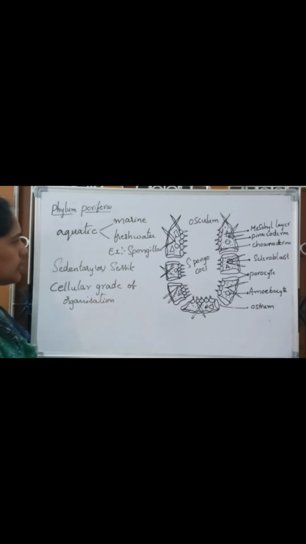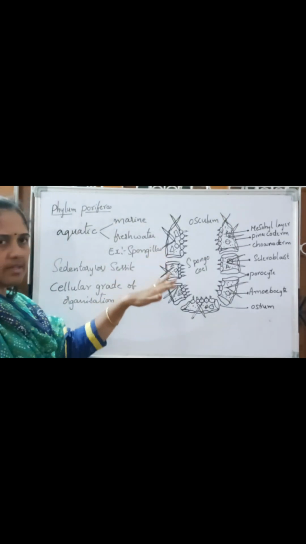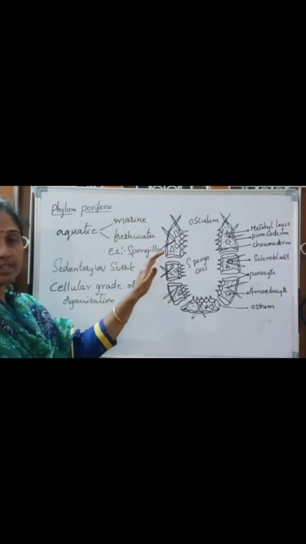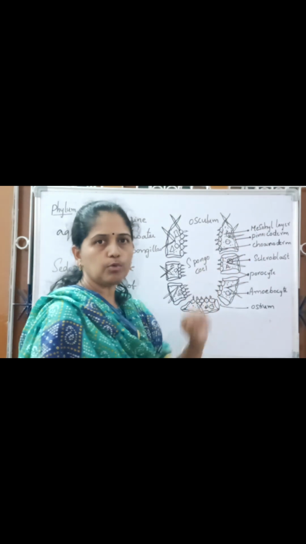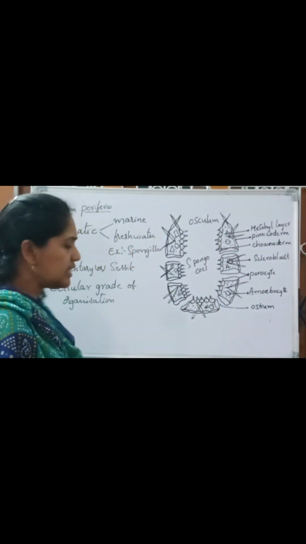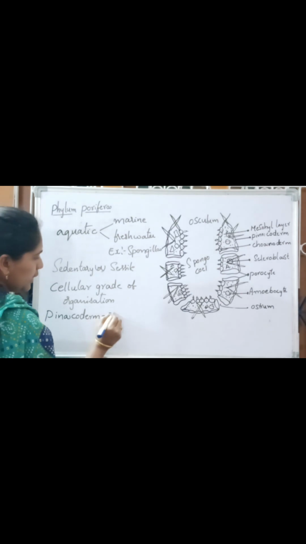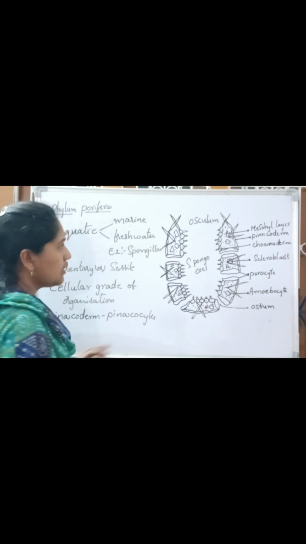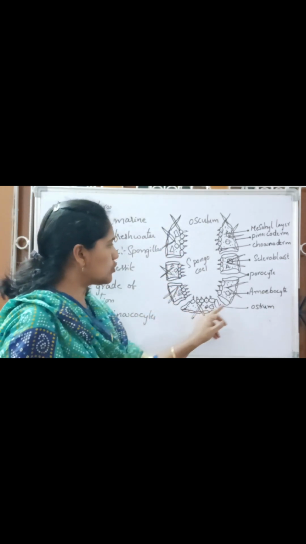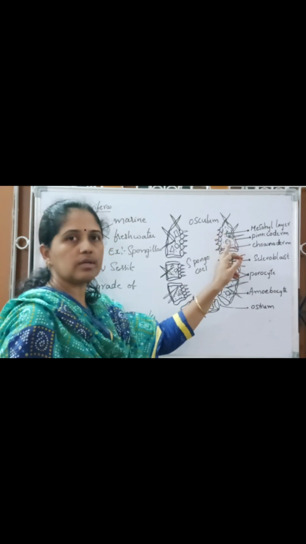Here, if you observe the sponge diagram, we can see these cells arrange in the form of a dermis, that is, in the form of a layer. The outermost layer is known as pinacoderm. This pinacoderm is made up of cells known as pinacocytes. You can see here the outermost layer, which is made up of the cells known as pinacocytes, and the layer is known as the pinacoderm.